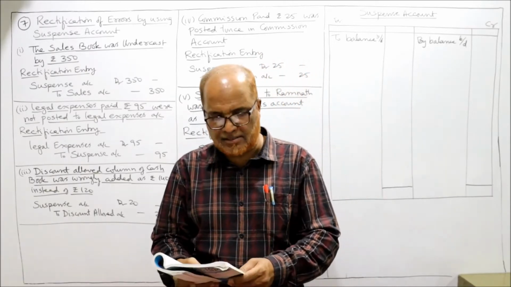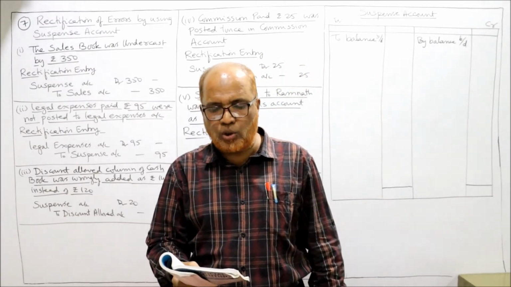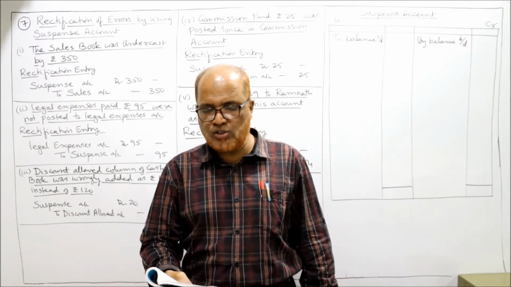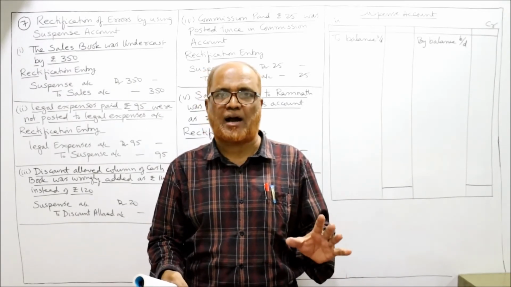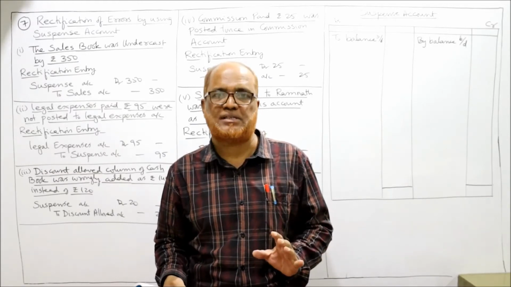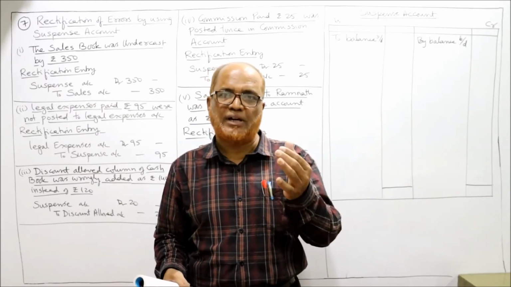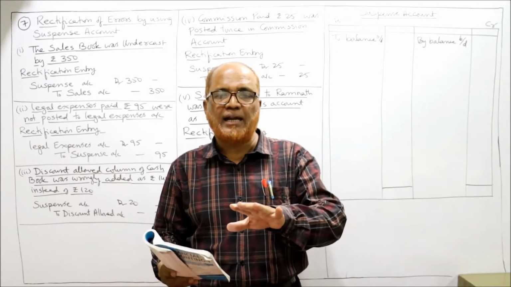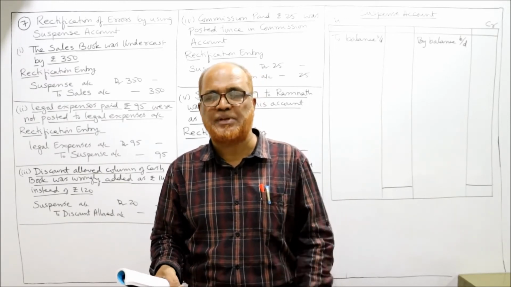Problem number 7. See the 7th problem. An accountant could not tally the trial balance. The difference was placed to suspense account. That means we have to rectify the errors by using suspense account. Whichever account has to be debited or credited, the entry will be completed by using suspense account.